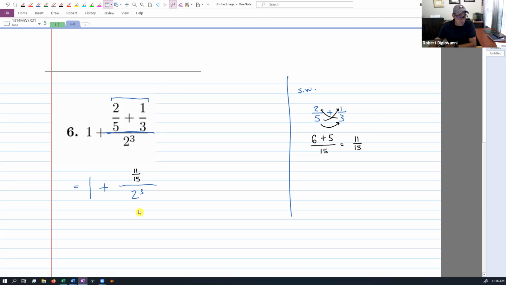Now I'm going to do the 2 cubed, 2 raised to the 3rd power. That's an exponent, right? 2 to the 3rd power just means 2 times 2 times 2, and that's going to give you 8. So I have 1 plus 11 over 15, over 8.